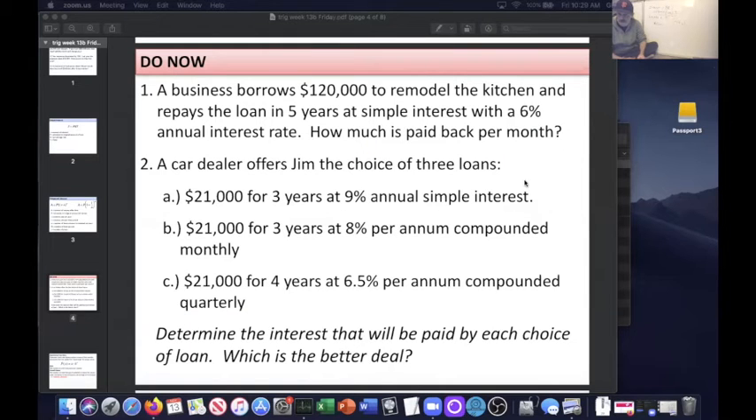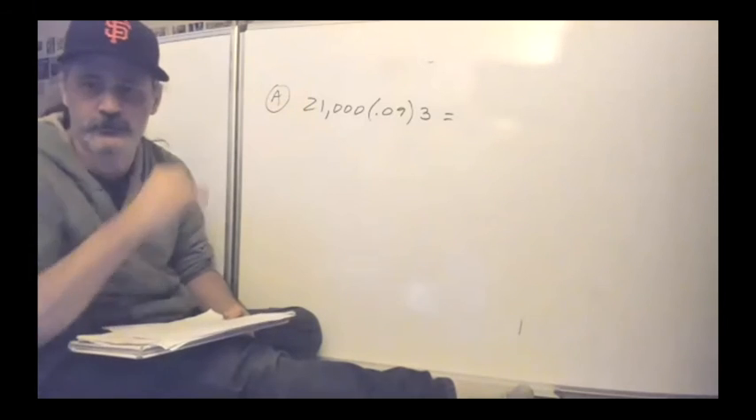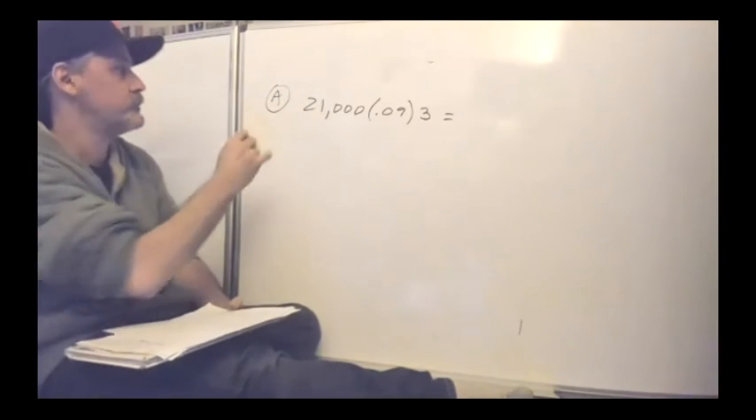Okay, let's go ahead and do the math. Since we're talking about simple interest for the part A problem, first we got to get the interest. So we would do the 21,000, and then annual means that's per year, so 9%, 0.09, and then times 3. Okay, so with simple interest, that's it. That's all we got to do, because we just got to get the interest.